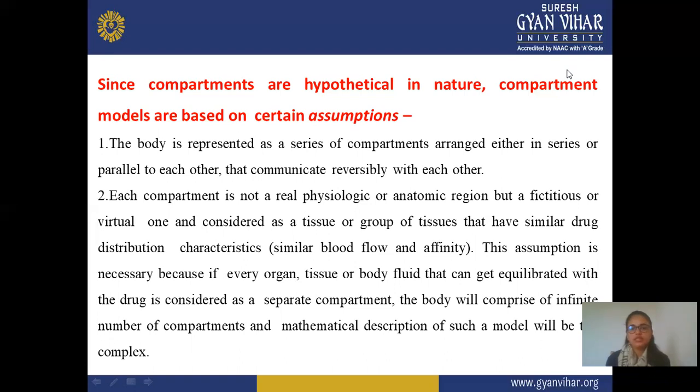Means you can say that there are different tissues or groups of tissues, and these have similar drug distribution characteristics, and similar blood flow and affinity for a drug is also observed. This assumption is necessary because, if necessary, an organ, tissue or body fluid that can accumulate the drug is considered a separate compartment. This assumption is also important because the drug is equilibrated with each separate compartment of the body, and the body is comprised of an infinite number of compartments.